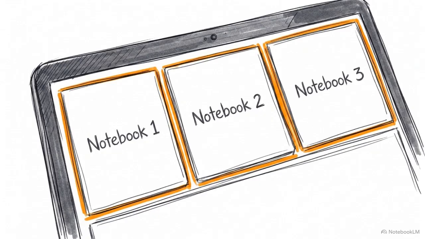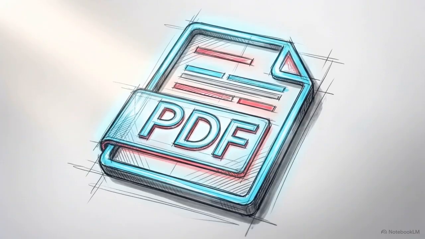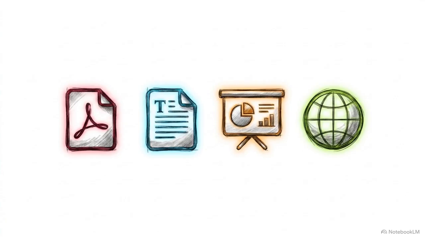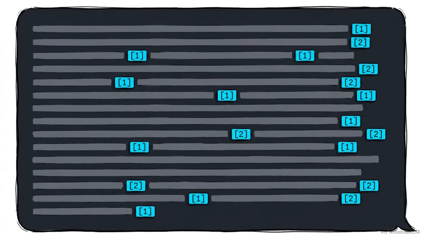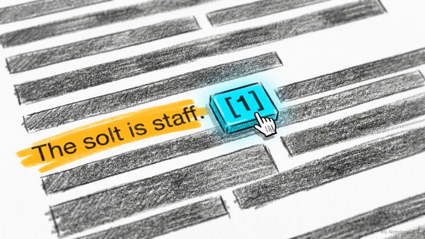NotebookLM enforces a rigid organizational structure. You must organize your sources into isolated workspaces called notebooks, and each notebook is strictly capped at 50 sources. Inside those 50 slots, you can upload PDFs, Google Docs, slides, web URLs, and even YouTube videos by extracting their transcripts. The immediate benefit of this isolation is hyper-accurate answers. Every response includes a clickable inline citation chip that takes you to the exact highlighted passage in your original text, so you can verify the claim.